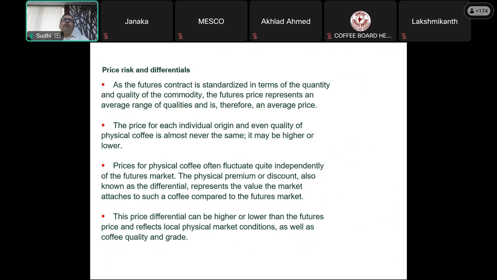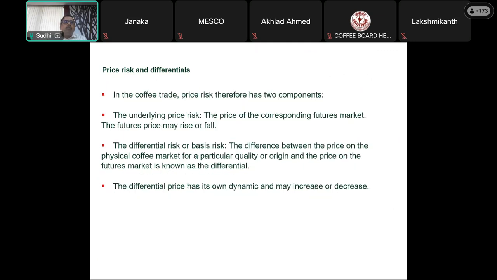So that is the view which happens on the global demand and supply and the local demand and supply. Sometimes the market can go up, and the differential can also go up. Sometimes both can come up. So a combination of everything is possible. So this is what differential trading is, which happens in the physical market.